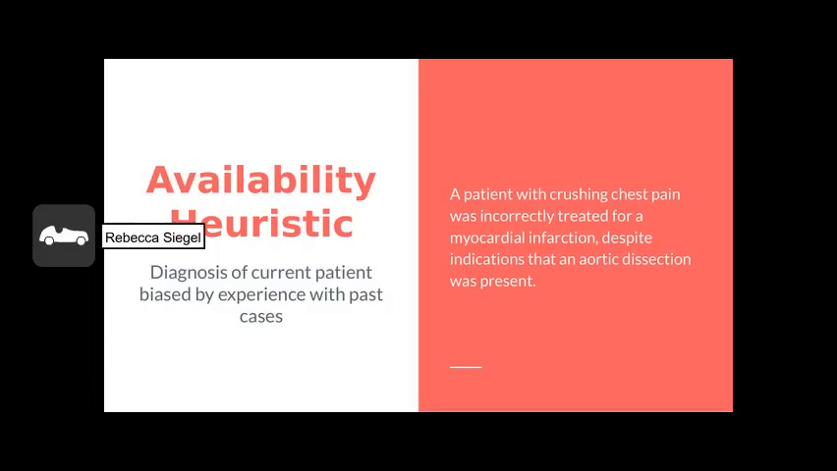So, availability heuristic is basically when an individual diagnoses someone based on past experiences with past cases. They might see these symptoms and have treated someone before with the same symptoms and think, oh, this looks the same as this past patient, so they must have this. And they don't really consider outside factors, their past medical history, and things like that.